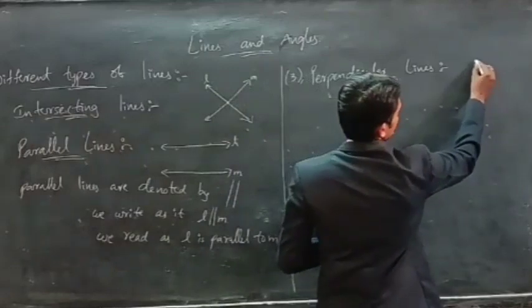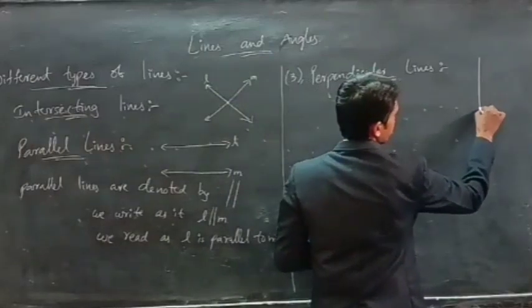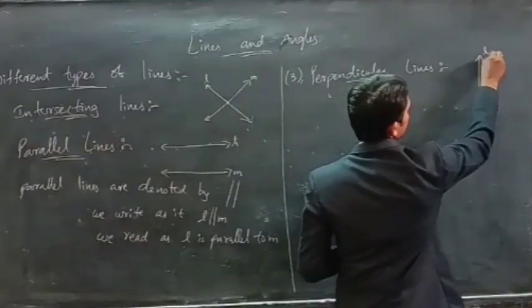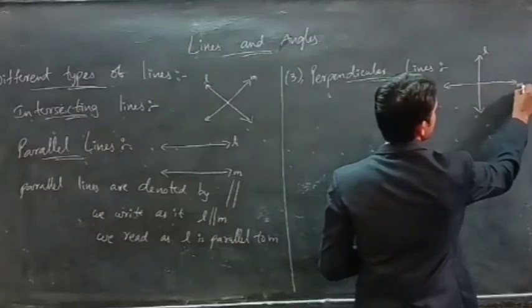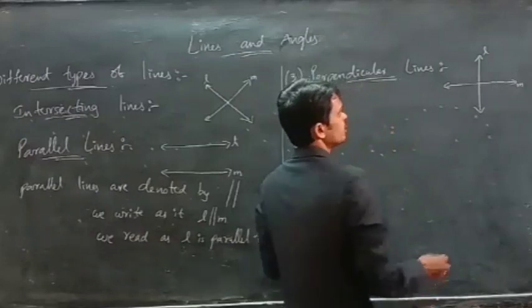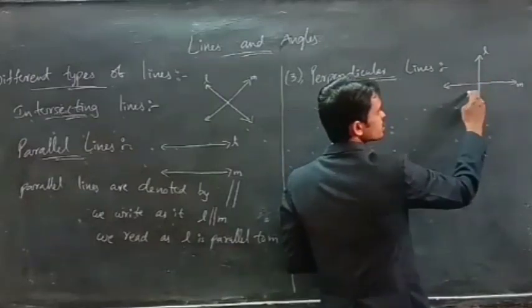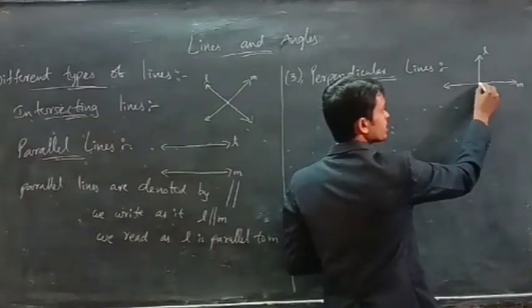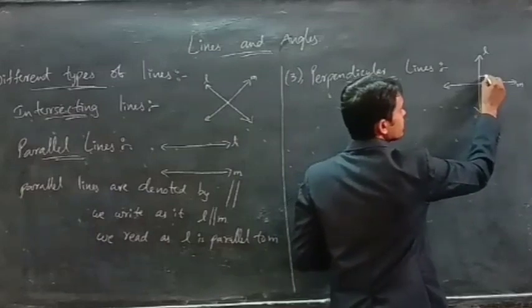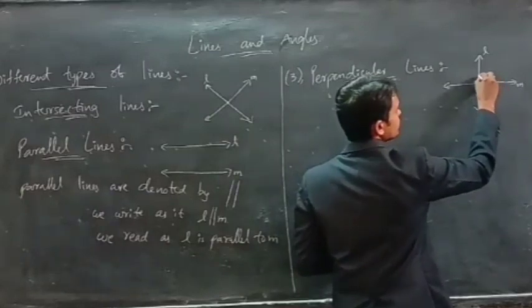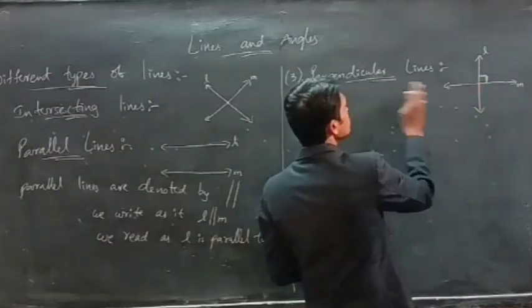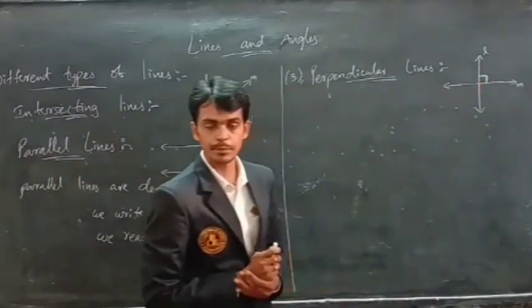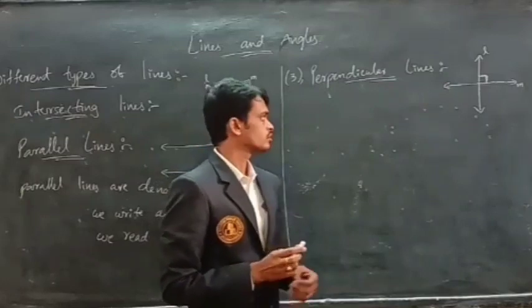So the diagram of perpendicular lines is like this. This is line L and this is another line M. Look here, children. The two lines have an intersecting point, and they intersect at right angles. If they intersect at right angles, then the two lines are called perpendicular lines.